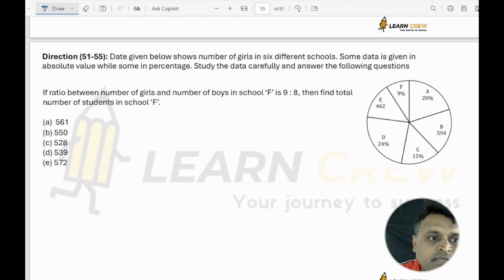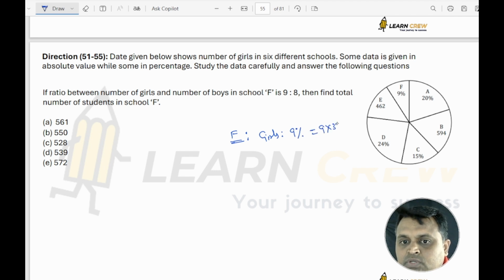Next. Now the ratio of the number of girls and number of boys in the school is 9:8. Find the total number of students in school F. In school F, the given data shows the number of girls for different schools, and it is 9%. So in school F, girls would be 9%. So 9 into 33.